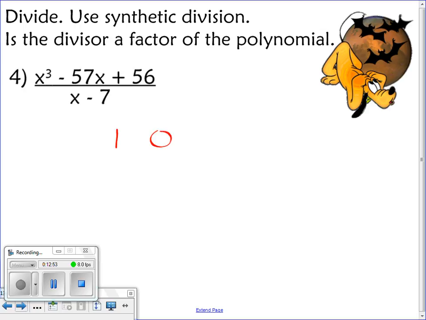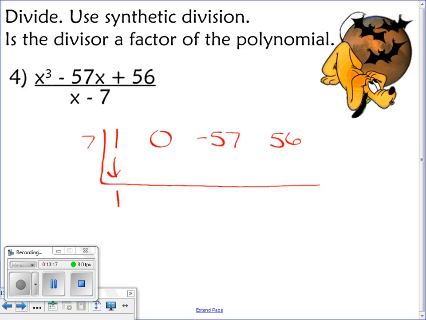And then you have negative 57, and then 56. Good. Positive 7 on the outside. So that's probably the hardest part of this, is just being able to remember, hey, if you're missing a term, you have to put a 0 in. If you don't, it's wrong. Very, very wrong.